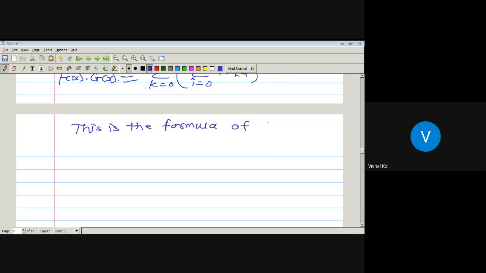of the product of two generating functions. Yes. Up to now, any doubt? No, sir. No, sir.